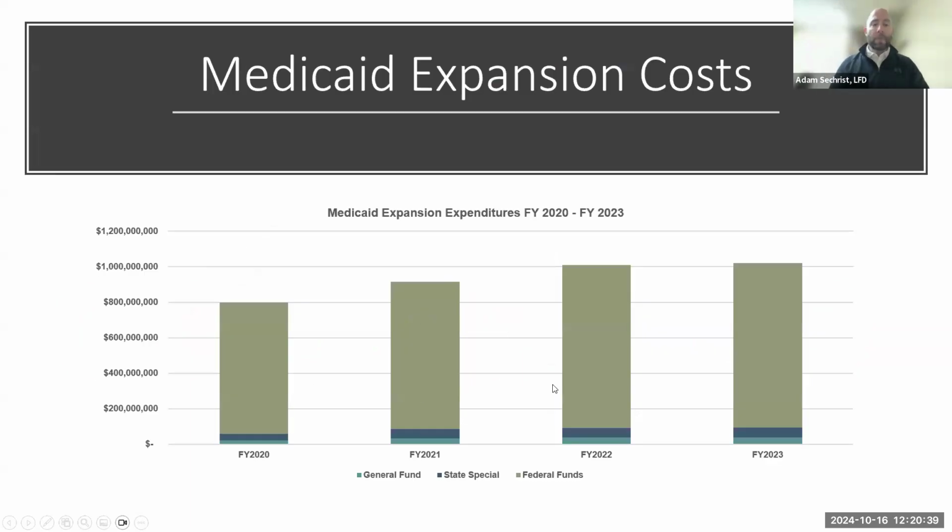Next slide, please. And as I mentioned, Medicaid expansion was renewed in the 2019 session with a current sunset date of June 30th, 2025.